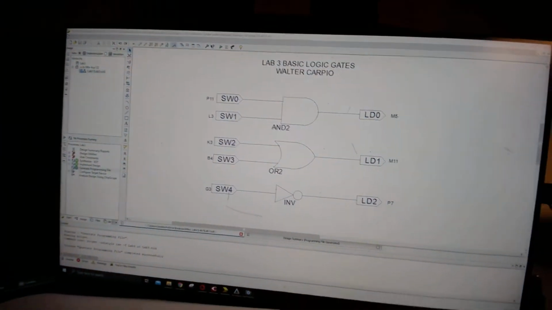Okay, this is Lab 3 Basic Logic Gates, Waltercarpio, Digital Fundamentals, Fall 2020. This is my report. I have followed the instructions from the lab.